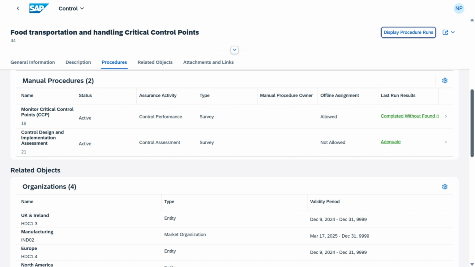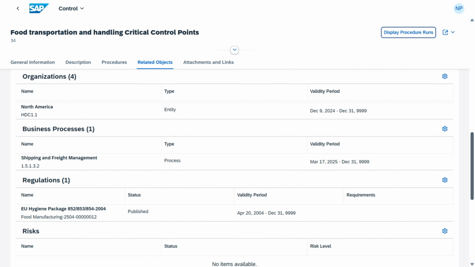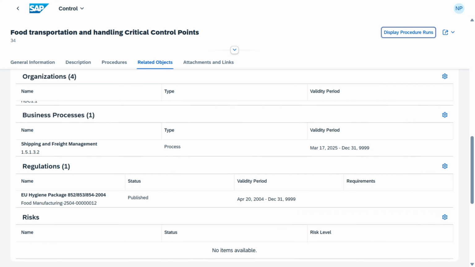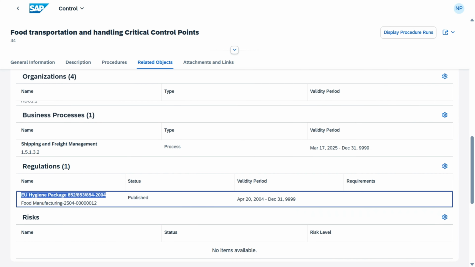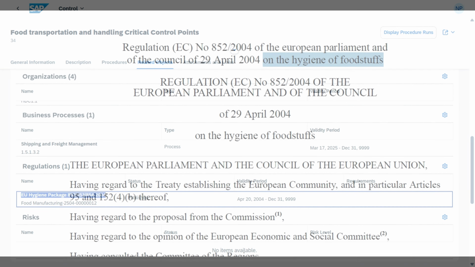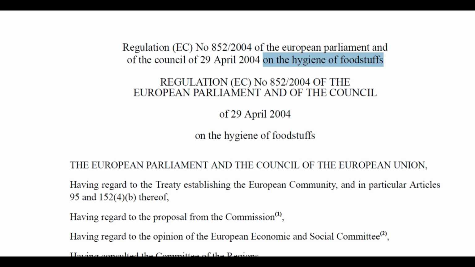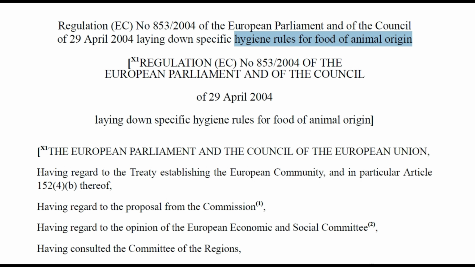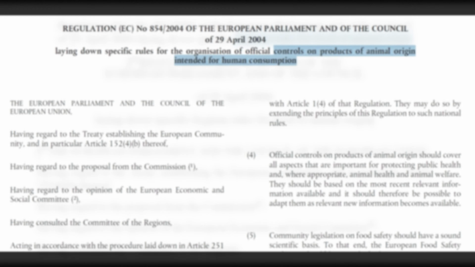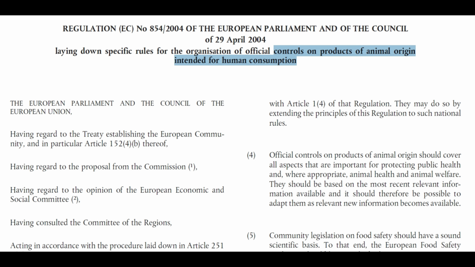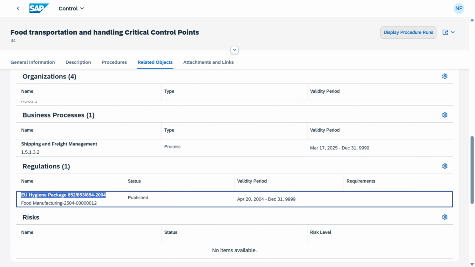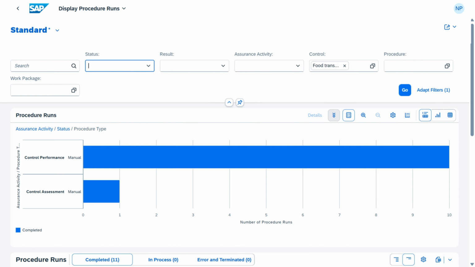Returning to the control documentation, we can see that RAM will include links to the organizational hierarchy, business processes that the control impacts, and regulations that the control is to demonstrate compliance for. In this example, the control covers EU Regulations 852, 853 and 854. They deal with food hygiene, including products with animal origin, and those intended for human consumption. However, we saw in the control summary data that there was a control performance result that requires further investigation.